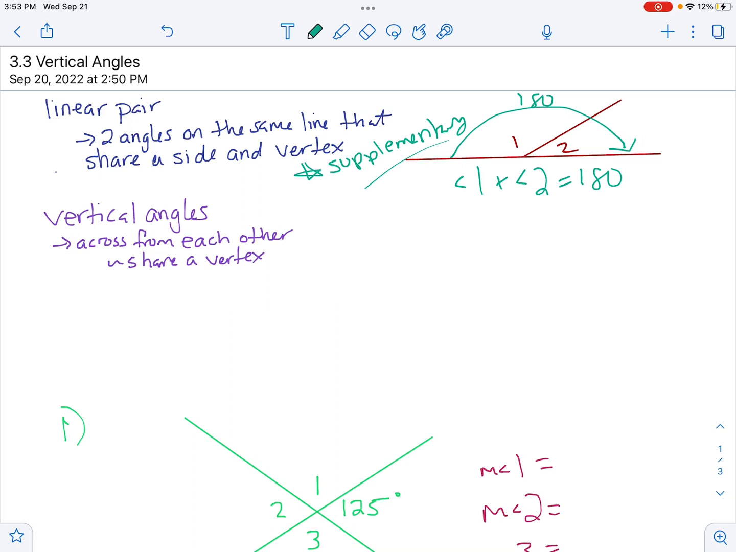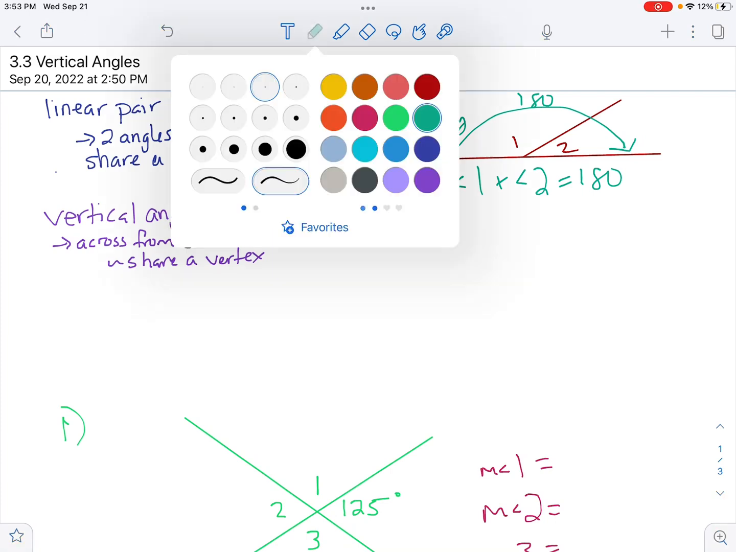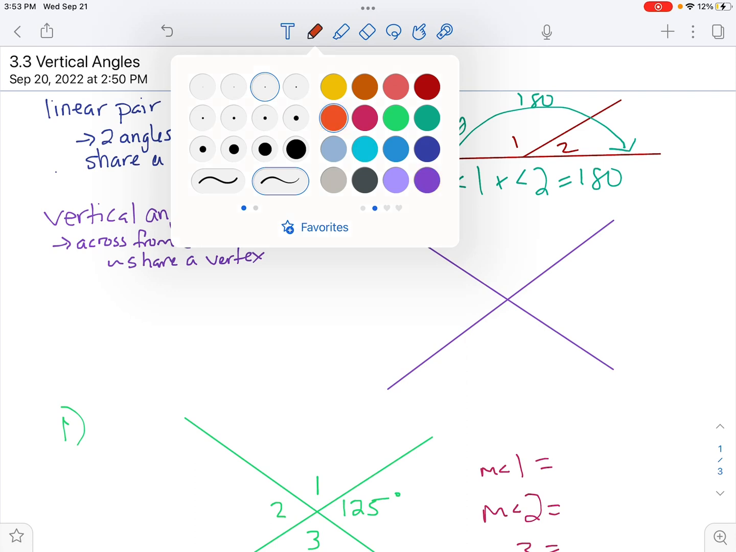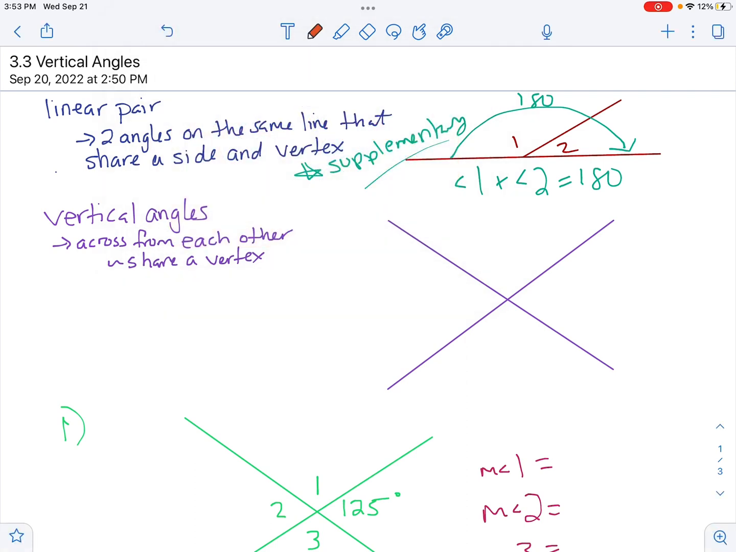Now, vertical angles, I like to think of them as being across from each other, or they share a vertex, which is just the point where the two sides come together. So the easiest way to recognize vertical angles is to look for an X. Anytime that you have an X, you're going to have vertical angles, and they are the ones that are across from each other.